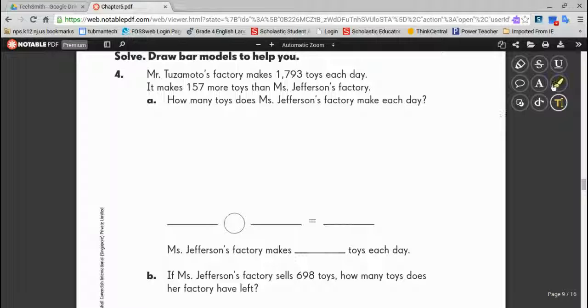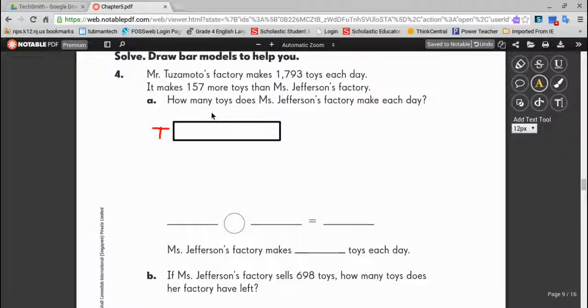Okay, so here I'm going to draw my first bar model. I'm going to label it T for Tsuzamoto. And on top, I'm going to write that he has 1,793 toys that he makes every day. Okay, the next sentence says, it makes 157 more toys than Mrs. Jefferson's factory. So we know that Mr. Tsuzamoto makes more toys than Mrs. Jefferson's factory. So here's my next bar model.